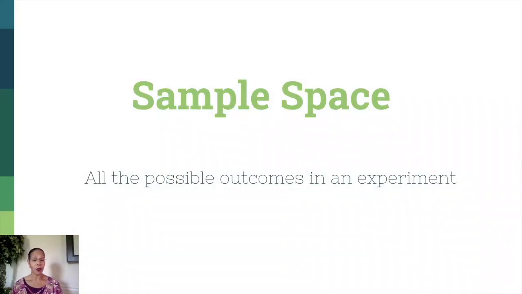Sample space represents all possible outcomes for an experiment. The sample space is another way of saying your total possible outcomes that appears in the denominator of your formula for experimental probability. Let's look a little more into experimental probability.